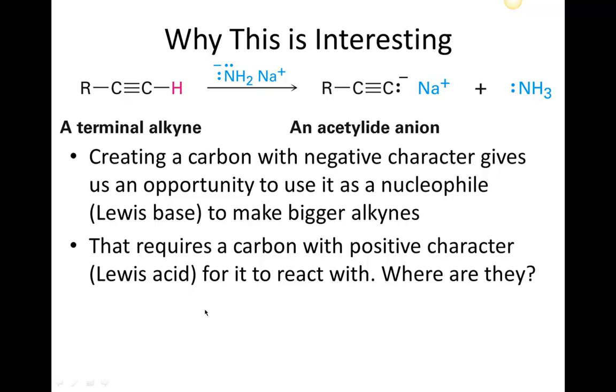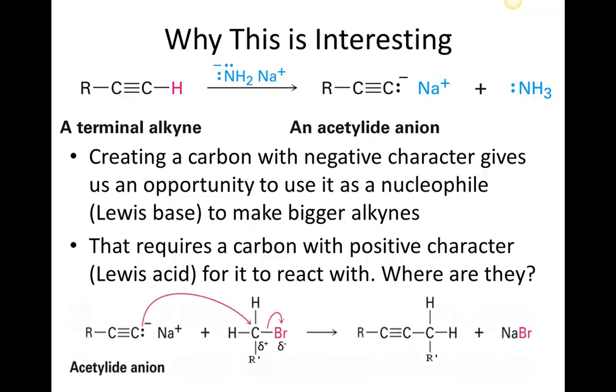But if we find something else that we could react it with, we could use that to make a carbon-carbon bond. And if we need to do that, we need a carbon that's got positive character. So this carbon with negative character would be attracted to a carbon with positive character. So where could you find a carbon with positive character?